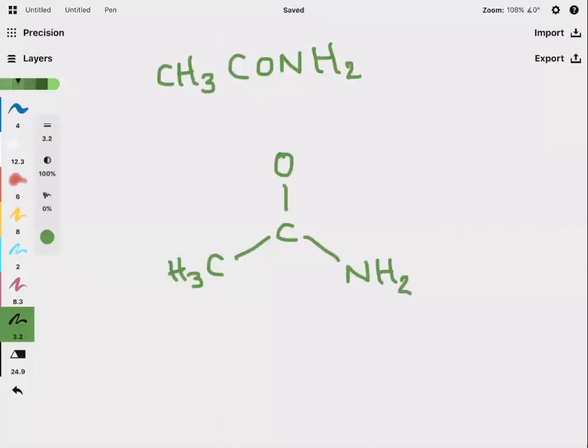And now we follow our two rules. Octet rule, and then we do our charges. Everything's got to add up properly. Octet and charge. That's it.